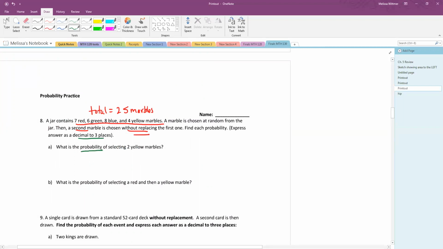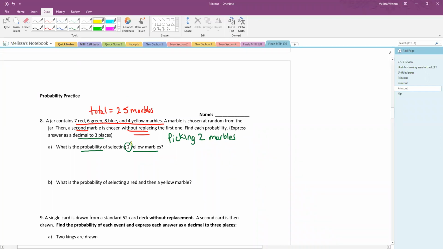So what's the probability of selecting 2 yellows? So notice that we are picking 2 marbles, but we're not reaching in and grabbing both at the same time. We're picking one, looking at its color. We're not replacing it. We're picking a second marble and noting its color. So there are 2 selections separately that we need to account for.